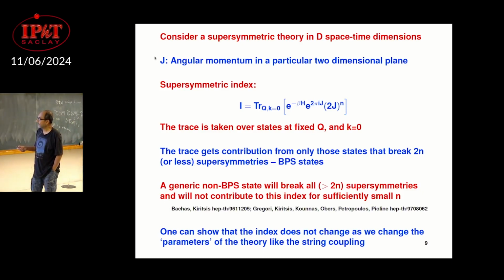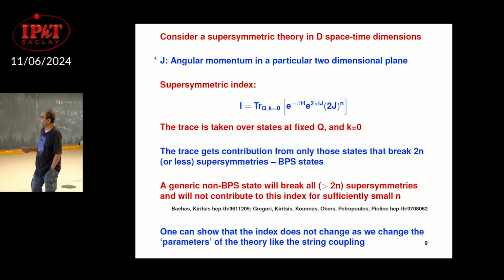So this subscript q, k equal to 0 means that we take the trace over all states at fixed charge, all states carrying a fixed charge. This is again electric charge, magnetic charge I am setting to 0 anyway, and 0 momentum. What enters the trace is e to the minus beta H, the standard Euclidean time evolution operator, times (-1) to the F, e to the 2 pi i J. And then we also put in a factor of (2J) to the n. I'll explain why this is needed.